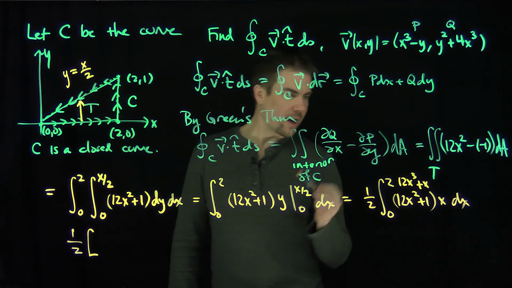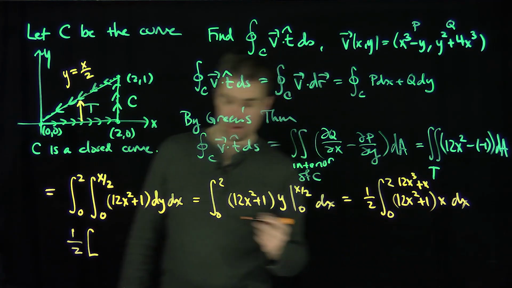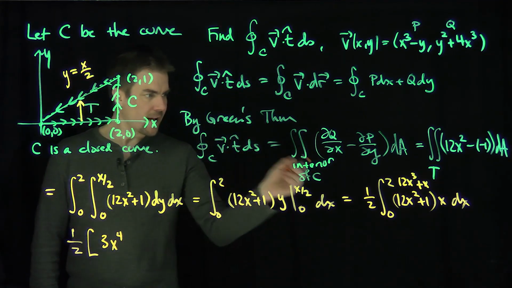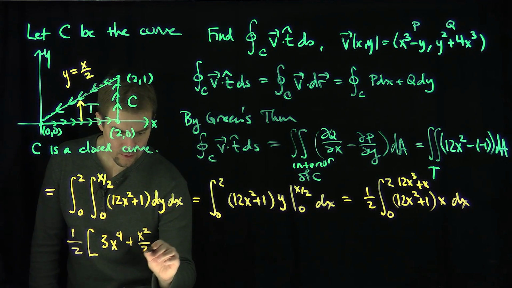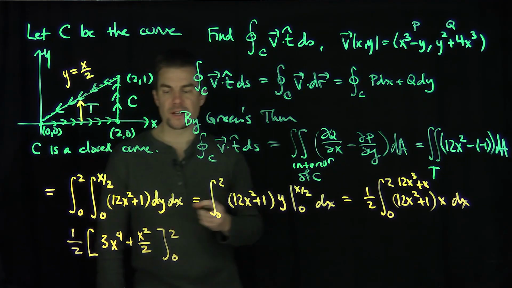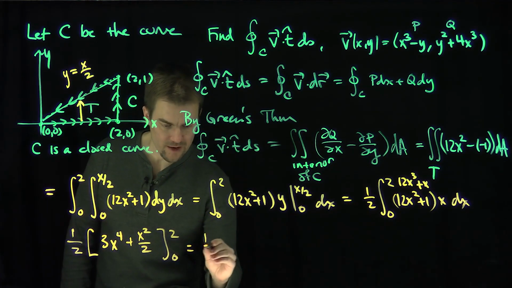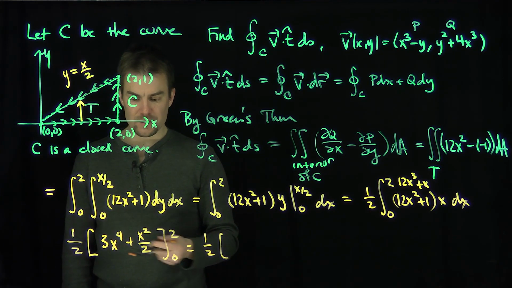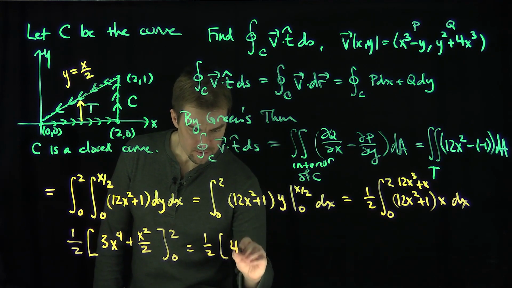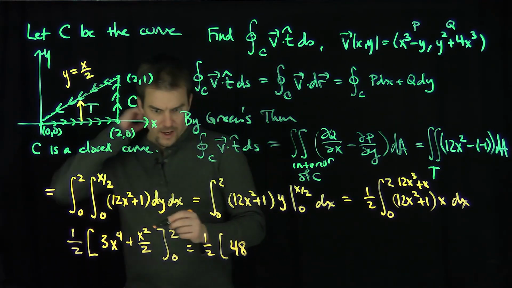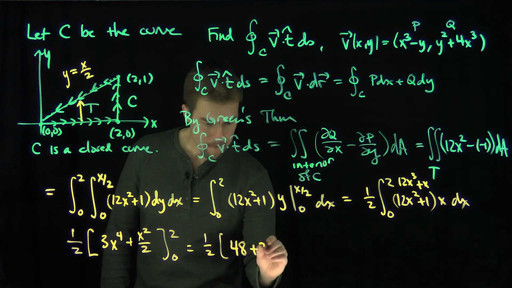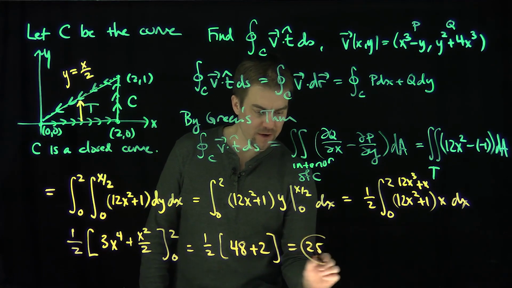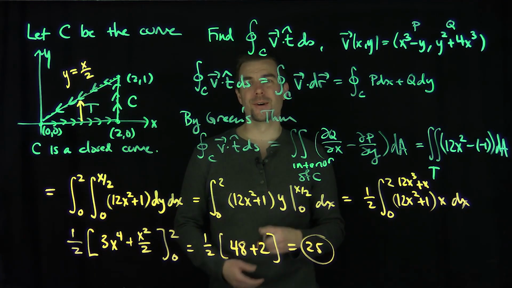So what's an antiderivative of 12x cubed? That's going to be 12x to the 4th over 4, so it's 3x to the 4th. And the antiderivative of x is x squared over 2. From 0 to 2. When I plug in 0, I get nothing. When I plug in 2, we have a 1/2 on the outside. Then 3 times 2 to the 4th power, which is 16, so 3 times 16 is 48. And then when I plug in 2 over here, I have 4 over 2, which is a plus 2. There's nothing when I plug in 0. So I have 50 over 2, so 25. So the flow of this vector field over this curve is 25 by Green's theorem. Thank you very much.